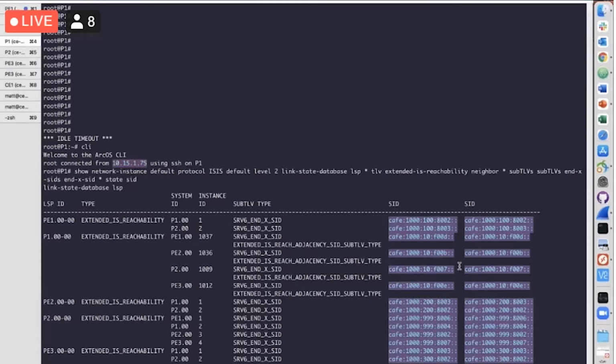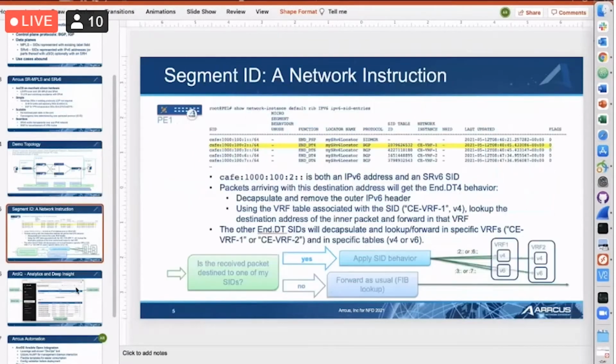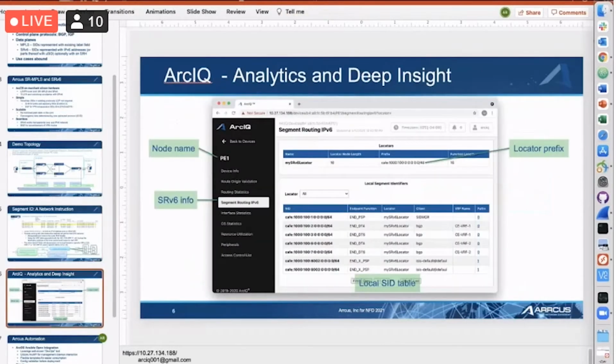These SIDs are also used for TI-LFA and microloop avoidance to guarantee that a packet going on a protected path won't be looped back to the destination and won't experience microloops along the way when there's a topology change, although we're not demoing that here. So one more thing I wanted to show is our analytics platform.